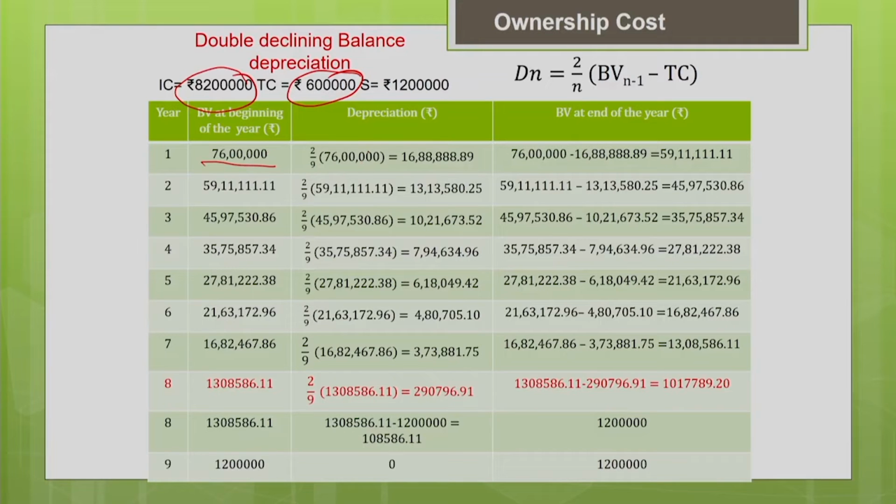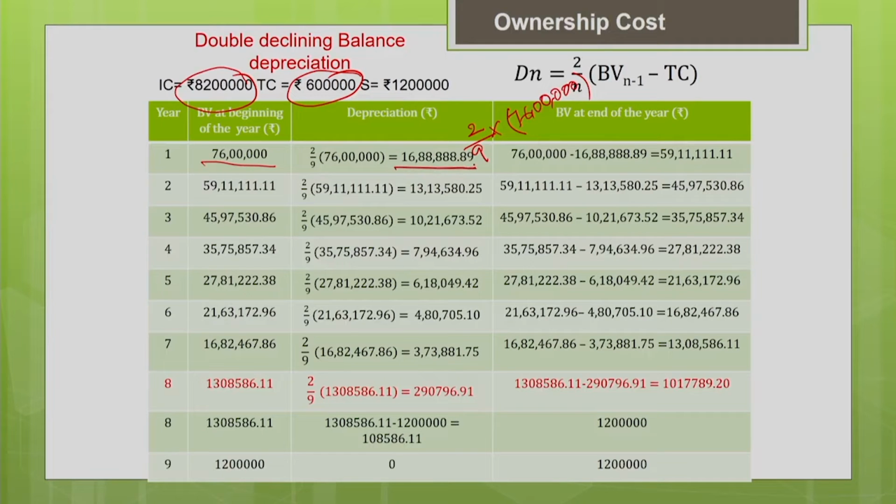Now, what is the depreciation for year 1? It is nothing but 2 by n multiplied by book value. Already we have deducted the salvage value, so we need not deduct it every time. So, 2 by n multiplied by the book value. Here n is 9. So, 2 by 9 multiplied by the book value, which is 76 lakhs. That gives you the depreciation.